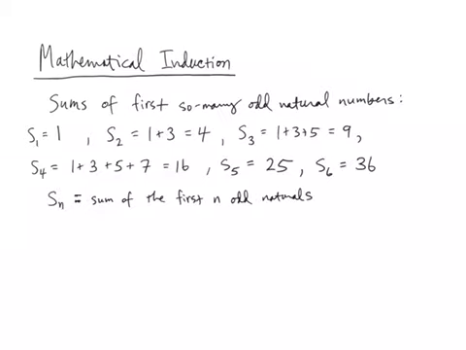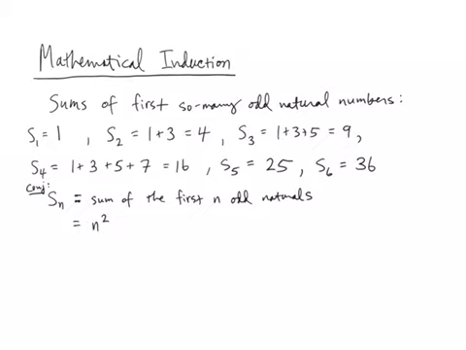it seems like, basically we have a conjecture here. The conjecture is that this is equal to n squared. Because we can see this in the first 6 instances, for n equals 1 through 6. We see that the sum of the first 1 through 6 odd natural numbers is indeed equal to 1 squared through 6 squared, respectively.